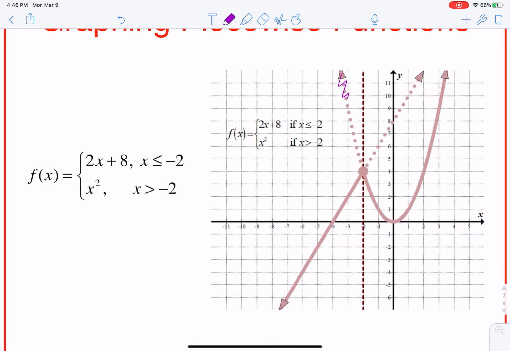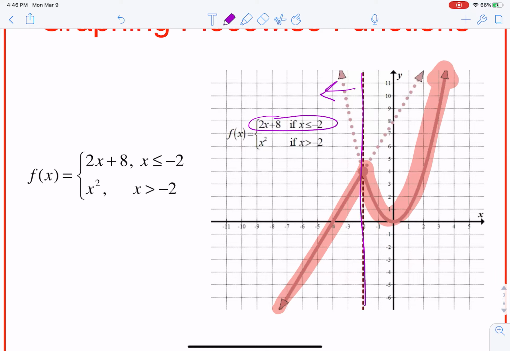On your graph, none of these dotted lines would show up, and we would just be left with this nice continuous graph that we have here. These dashed lines are here to show you the breaking points. So this is saying graph 2x plus 8 if x is smaller than or equal to negative 2. So this is my breaking point here. This side of my graph will look like this, and this side of my graph will look like this.